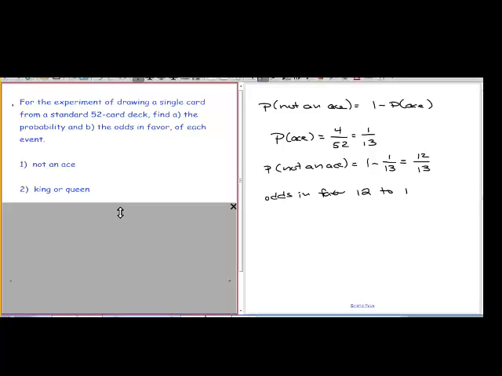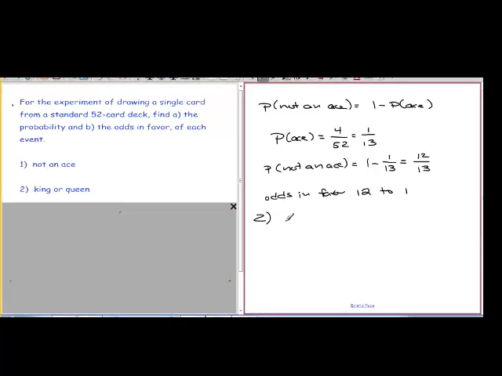Okay, so here we have the king or queen. So this is the second part. This is using the second rule because it's an or statement. So the probability of a king or a queen is the probability of picking a king plus the probability of picking a queen minus the probability of picking a king and a queen at the same time.